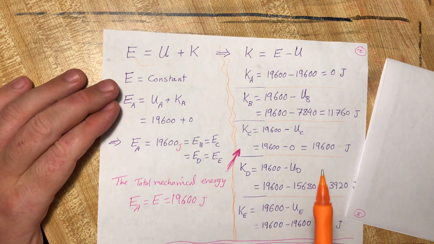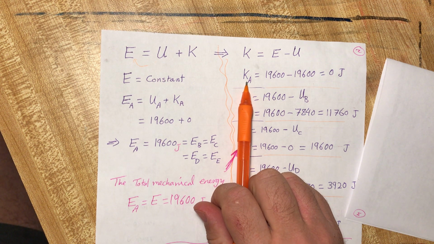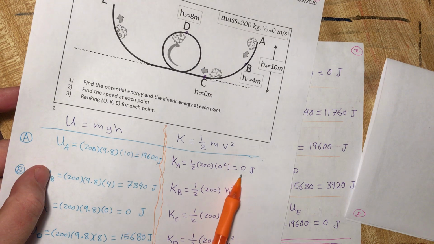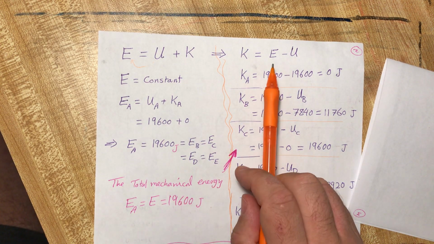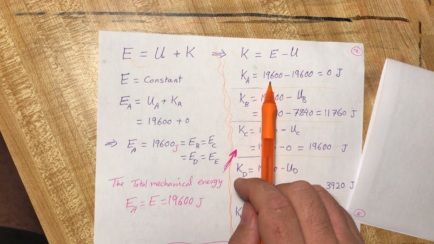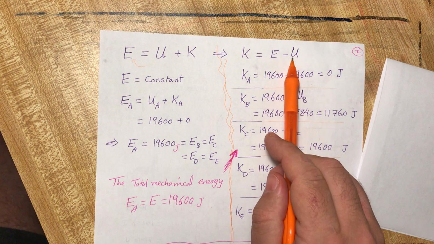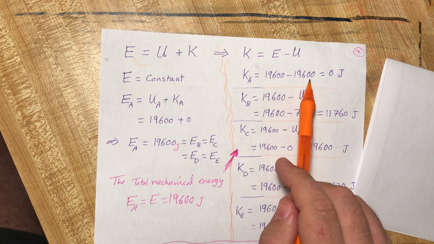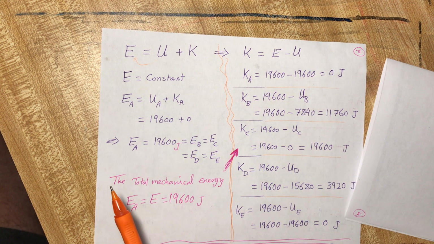Okay, at each point. At point A, we know the kinetic energy is 0. We computed it here because the velocity is 0. Now let us compute it this way. The mechanical energy is equal to 19,600. The potential energy at point A is equal to the same number, and the resulting kinetic energy at point A is 0, as we solved.